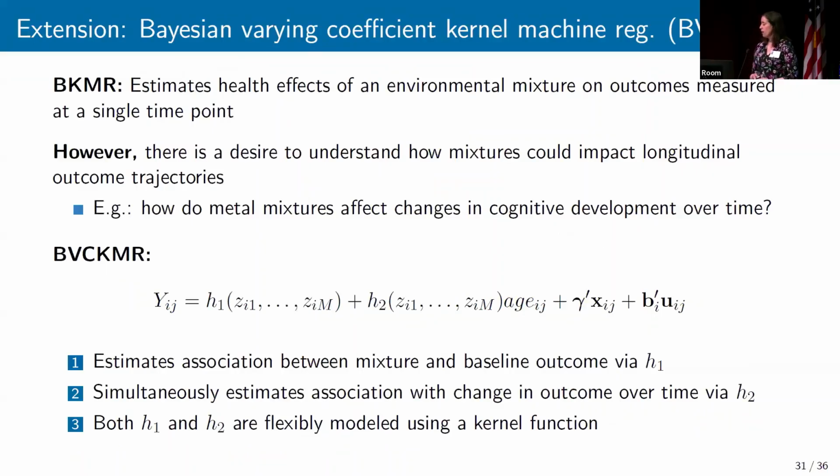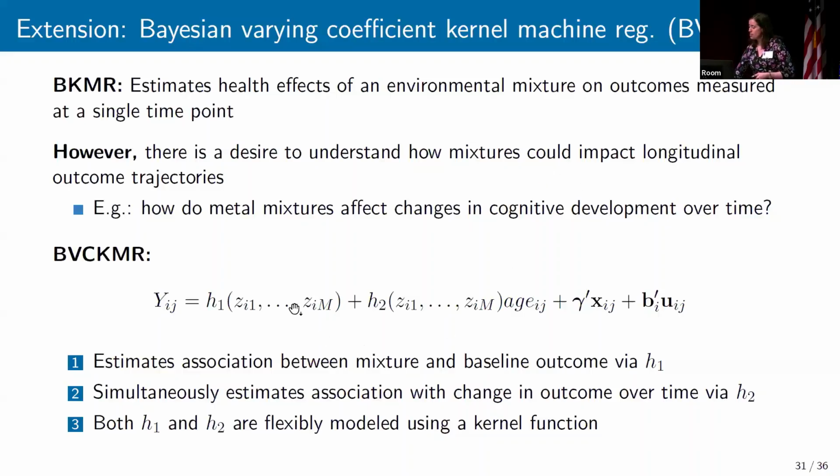The Bayesian varying coefficient kernel machine regression is another generalization that allows you to estimate the effect of the mixture when you have longitudinal outcome trajectories. So for example, how do metal mixtures affect changes in neurodevelopment over time?